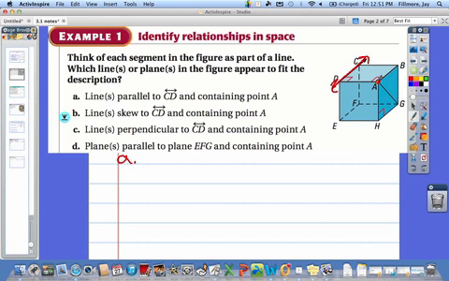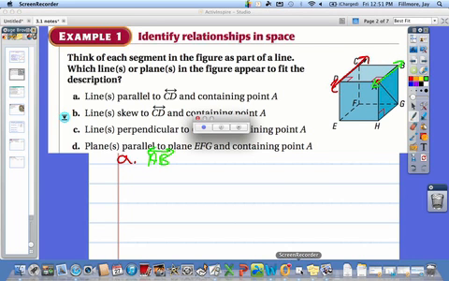So our only choice is line AB. It contains point A and appears to be parallel. They are on the same flat surface, the same plane, on the top. So line AB or BA would be sufficient for the first part of our problem. All right, let's look at part B.